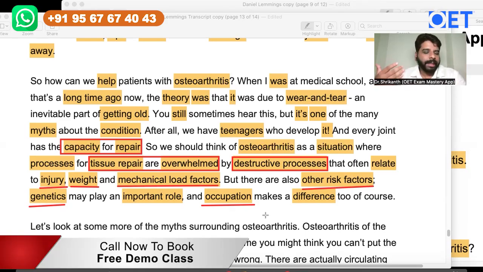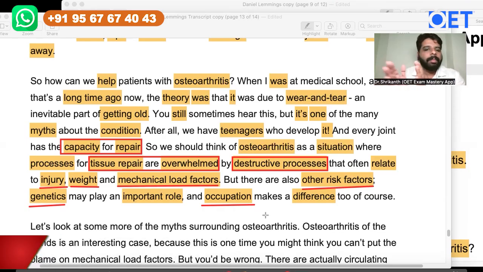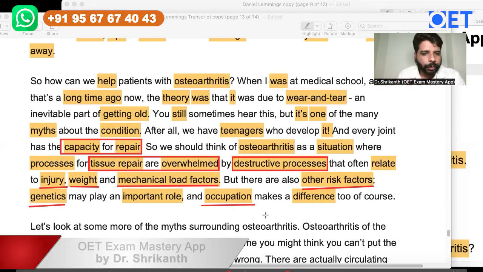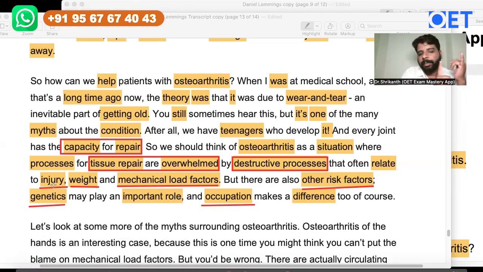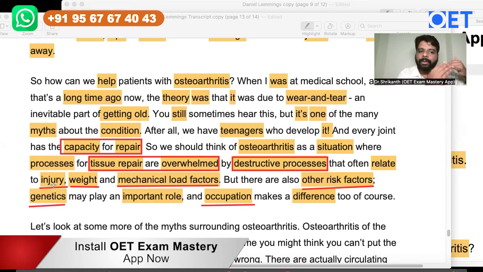So now what do you think? What is the suggestion over here? What is he suggesting about helping people? If we have a patient who is suffering from osteoarthritis, how can we help the patients? We have to help the patient by removing the injury. First and foremost, we have to see if the patient is having any injury. So we have to remove the injury.